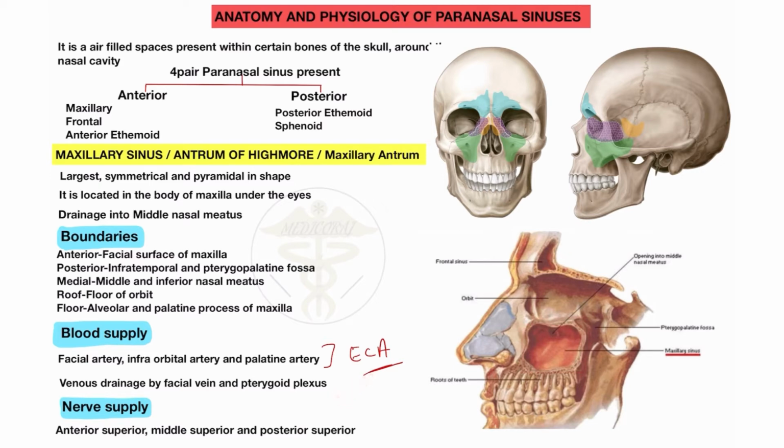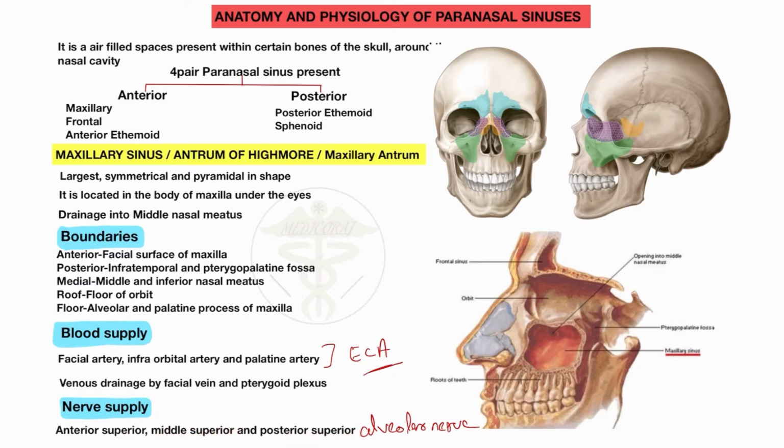What nerve supplies the maxillary sinuses? The anterior superior, middle superior, and posterior superior alveolar nerves. These all supply the maxillary sinuses. I will write alveolar nerve. So there are three types of alveolar nerve: anterior superior, middle superior, and posterior superior.